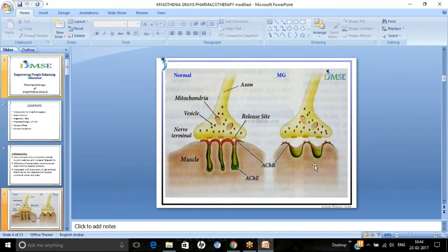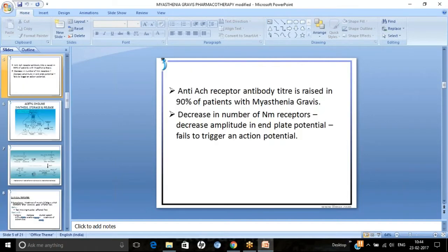Now, it is associated with anti-acetylcholine receptor antibody titers, which are raised in about 90% of patients with Myasthenia Gravis, and thereby there is a decrease in the number of nicotinic muscle type receptors, thereby a decreased amplitude of the end plate potential, which fails to trigger an action potential. So thereby you don't see any change in your membrane potential. So what I would like to tell you is there is a block. A very simple thing is that Myasthenia Gravis blocks.